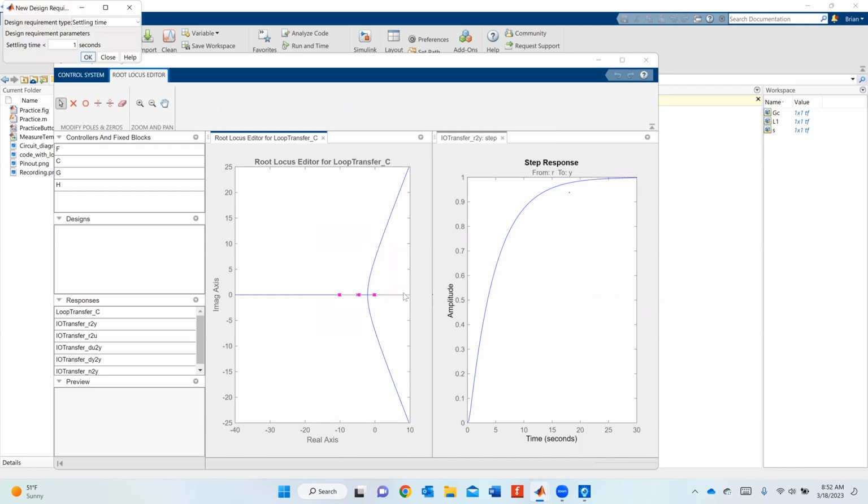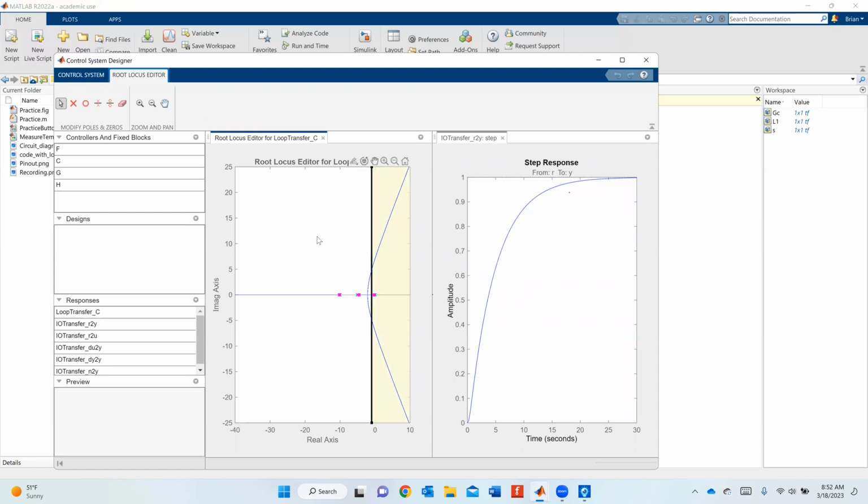Settling time has to be less than 4 seconds. So let's enter that one. Oh, here it is. Settling time less than 4 seconds, and hit enter. Okay. And then I'm going to do my percentage overshoot, which is going to be less than or equal to, and then here it's 20.